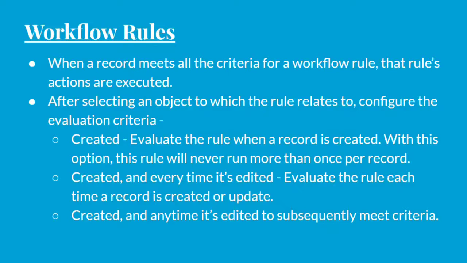when you select the criteria as created, this rule will run only once per record. When it is created and every time it is edited, the rule will run when the record is changed. And the last one is edited to subsequently meet the criteria. So this criteria will be met and the rule will run multiple times per record, but it won't run when the record edits are unrelated to the rule criteria.